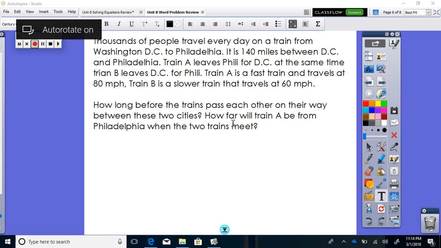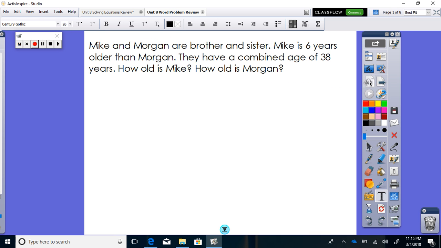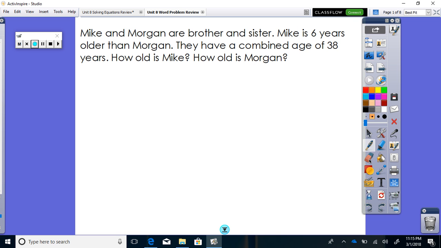I'm going to do a video here for you for word problems. It's a Unit 8 word problem review, so it's going to have multiple different types of word problems we've looked at so far in Unit 8. All of the problems do have something similar about them, and that similarity is what we're going to focus on, how we can set up the problems and then use that to help us solve it. So I'm just going to walk through a couple different problems for you.